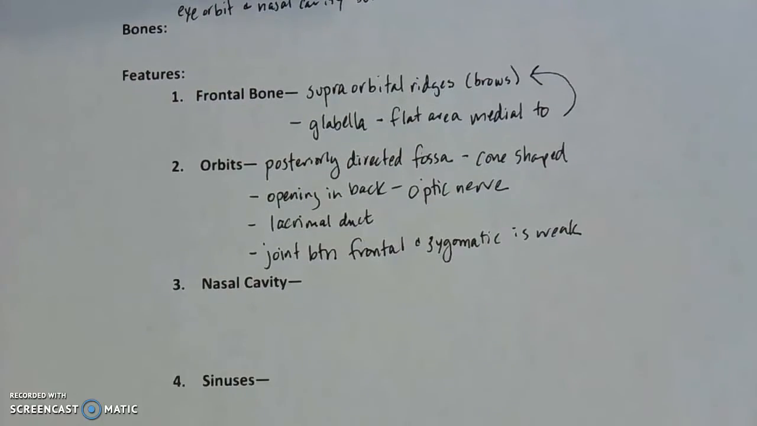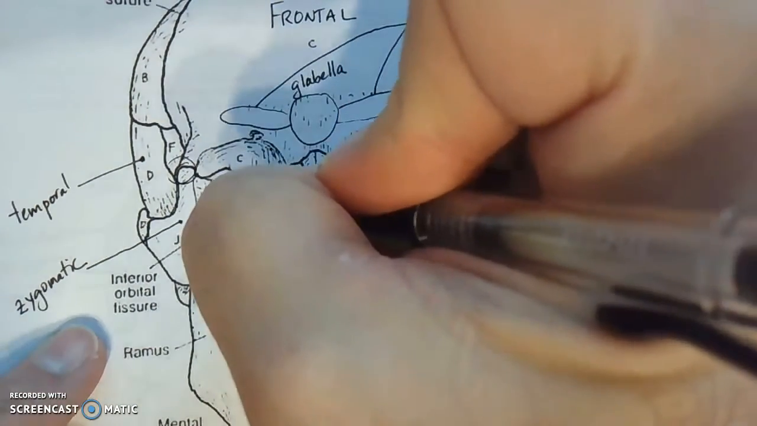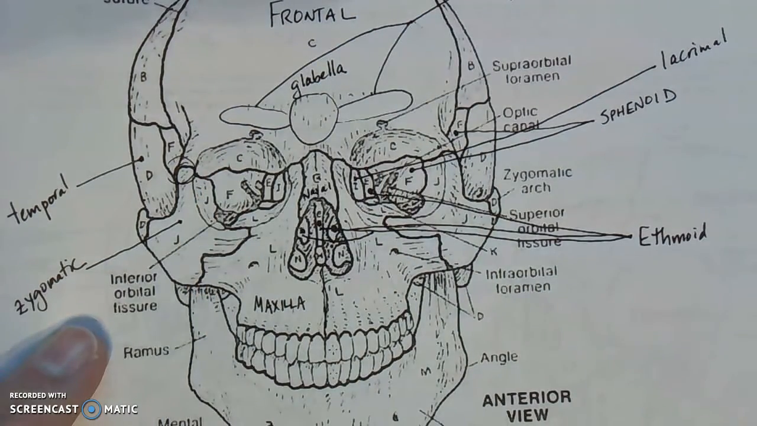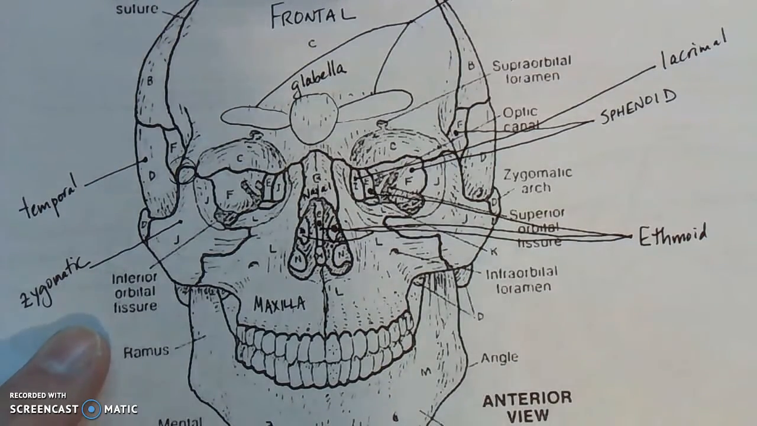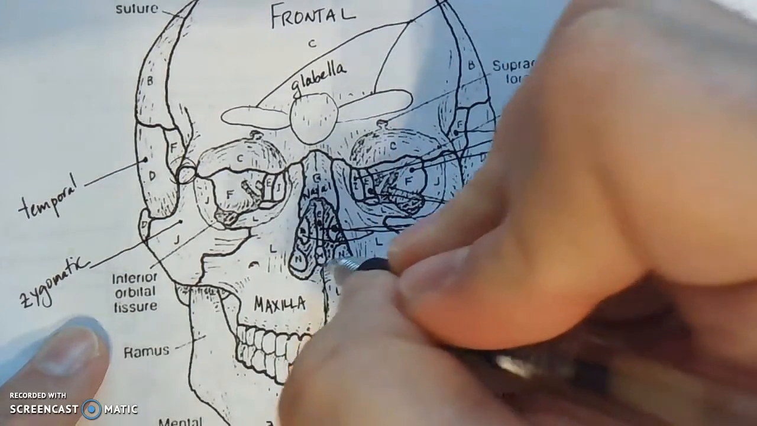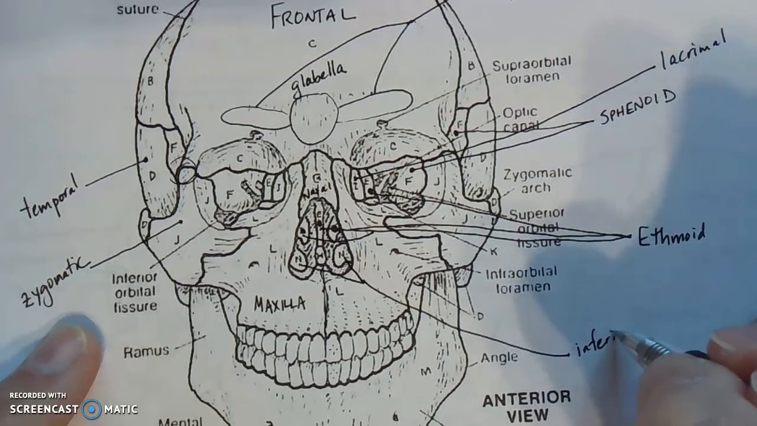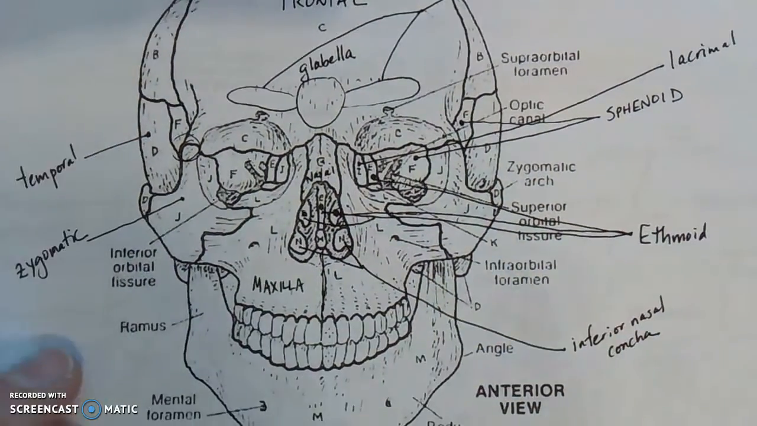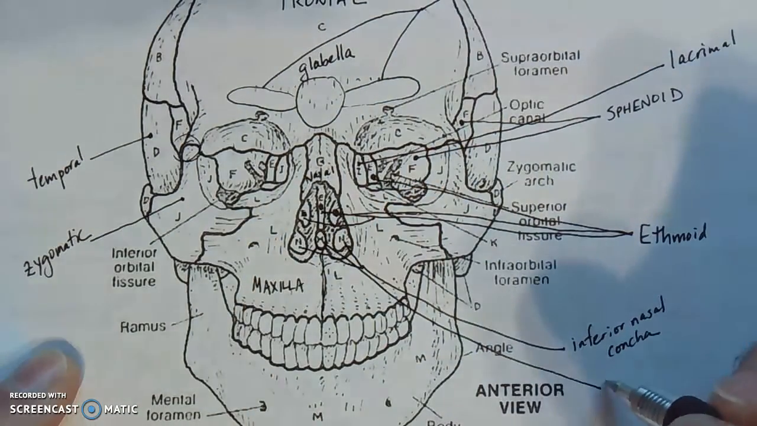The nasal cavity, if we look, we have G, which is our nasal bone, and there's two of them, so it separates right down the middle. Then we have those three parts of the ethmoid, N refers to the inferior nasal concha, and H, which is right here in the middle, is called the vomer.